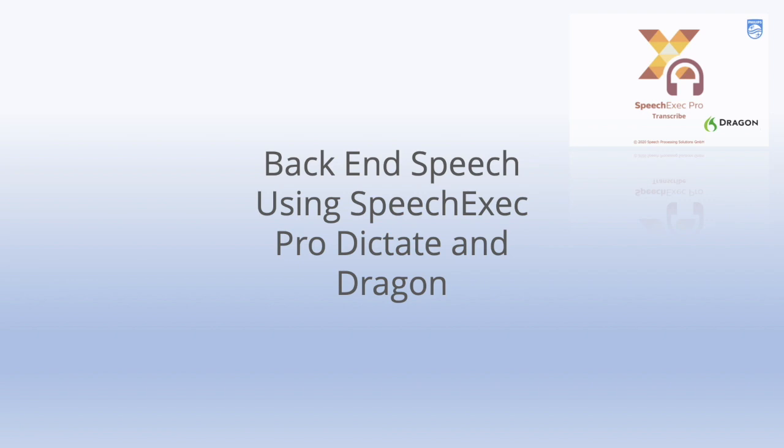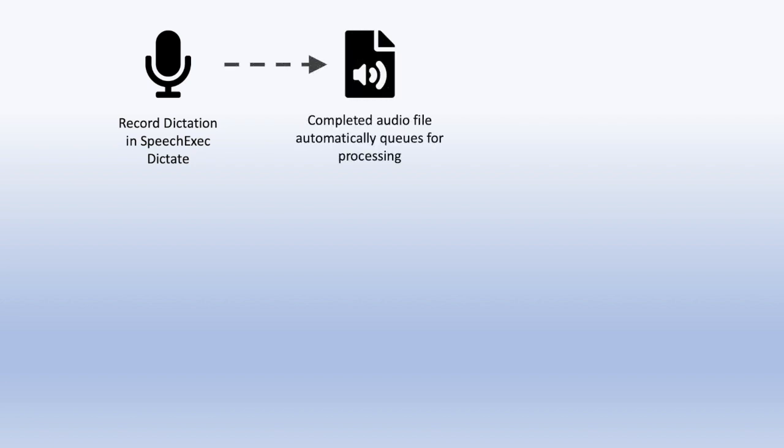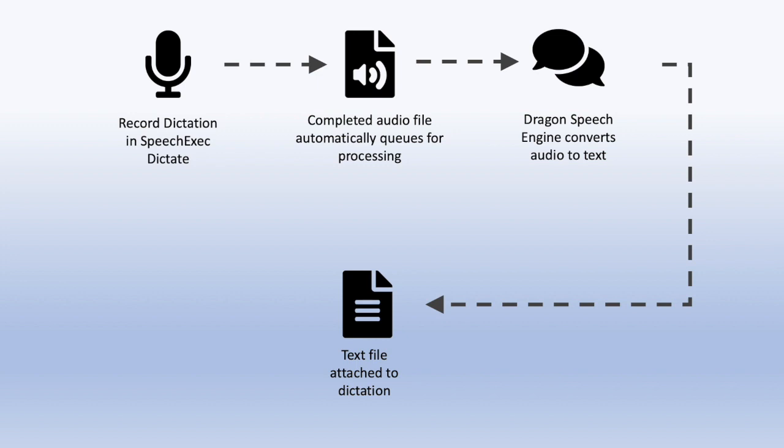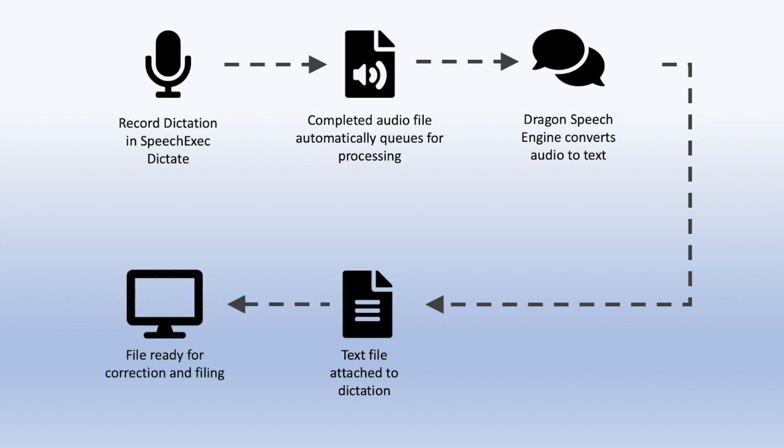Finally, here's an overview of using backend speech recognition with SpeechExec Pro Dictate and Dragon. This workflow automatically converts all of your dictations to text when complete and then sends them to a typist for correction and filing. When using SpeechExec Pro for backend speech recognition, the standard user workflow is the user creates a new dictation using SpeechExec Pro Dictate. Once the user completes the dictation, it automatically goes to Dragon and gets converted to text. Once the audio has been converted to text, it gets attached to the dictation and is then available for correction and filing within the SpeechExec Pro transcribe software.